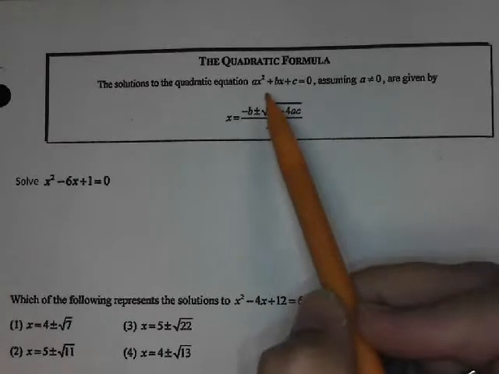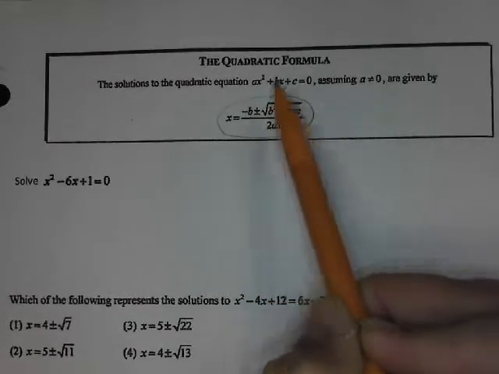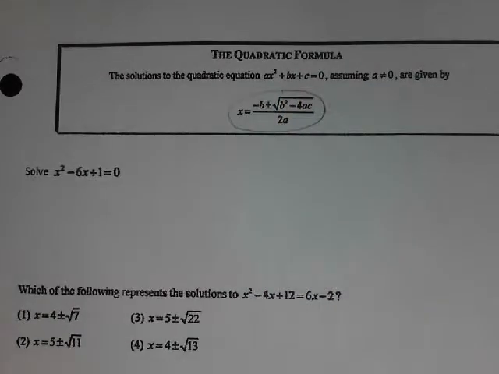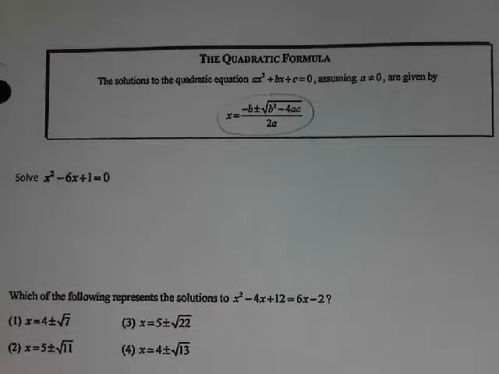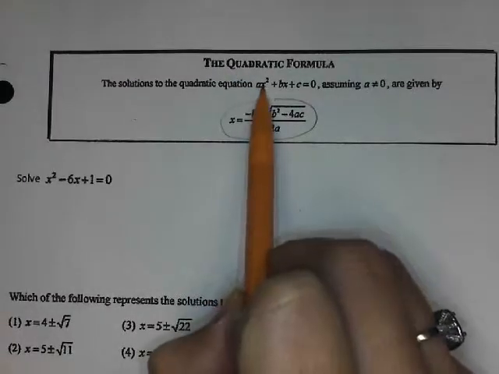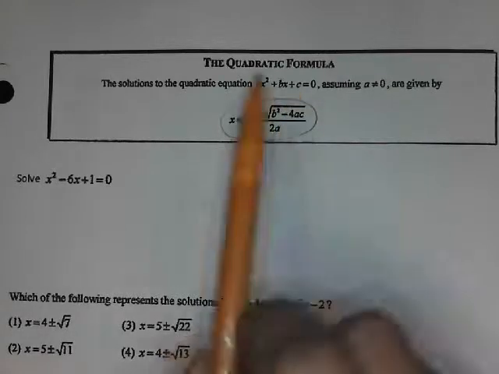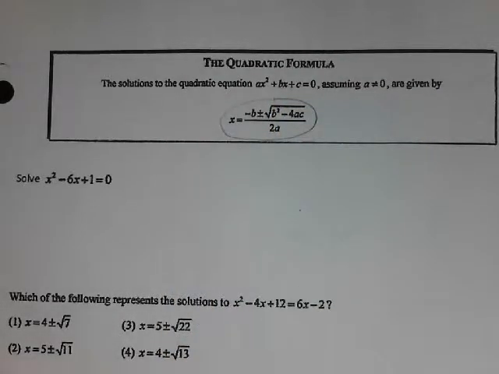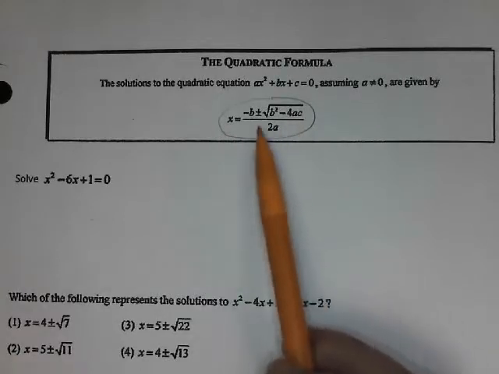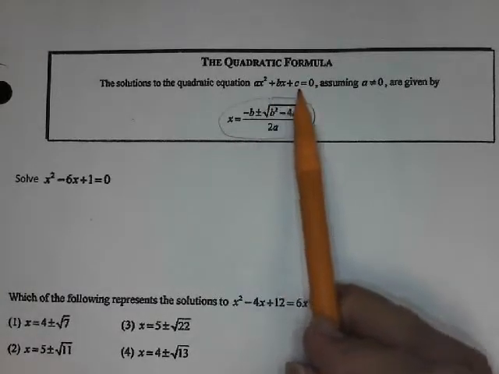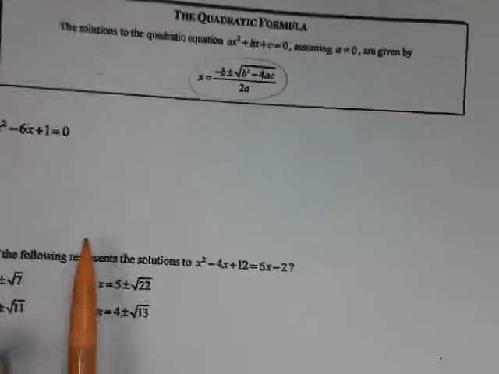Okay, so we're reviewing the quadratic formula, which is x equals negative b plus or minus, that whole formula that you know. And our a value comes from the x squared term, our b value comes from the x term, and our c value is the constant at the end. And we use this formula to find out the x solutions to an equation.